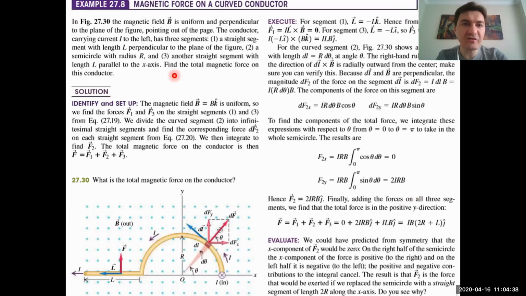So what was the question? The total magnetic force acting on that curved wire. So then collect all forces. F1 is 0. F2 is given by that expression we have already calculated, and this is F3. Then this is the final result. Do we have any questions here?